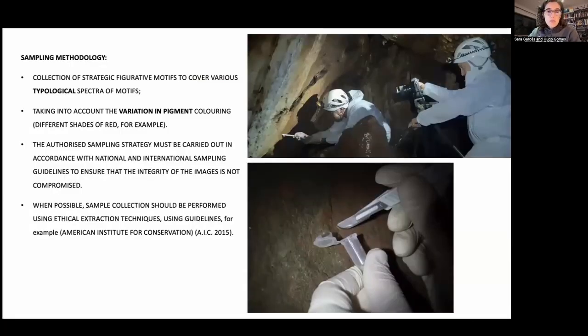The sampling methodology also has rules or guidelines. Obviously, we first have to have permission to be on the sites, and it's very important that permission is given to do the sampling work that is supposed to be done. But when we go to a site, we have to take into account different aspects of the panels, of the rocky support, of the figures themselves. And the most important thing is always the conservation of the site.